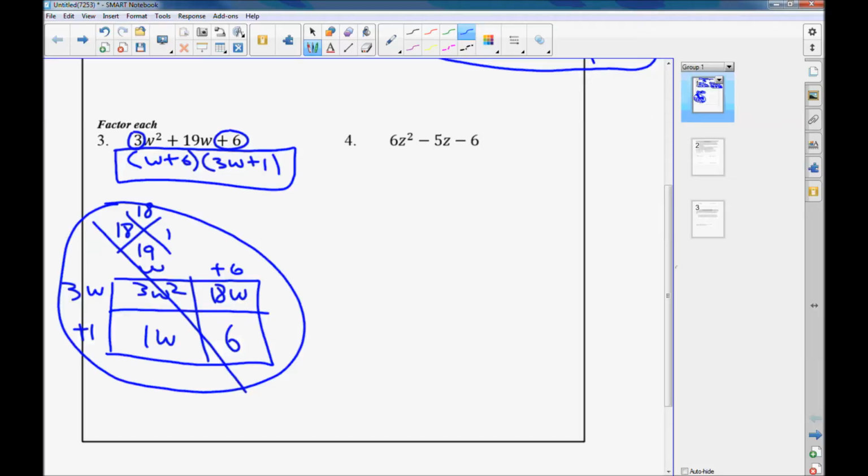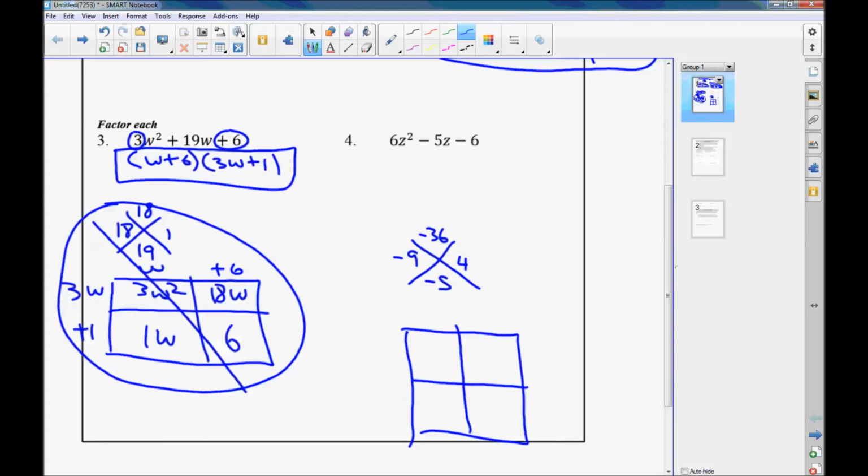All right. Second thing. So 6z squared - 5z - 6. We need two numbers, and these two numbers are -9 and +4. They multiply to -36 and add to -5. So we'll do a box. This will give me 6z squared here. That's the first term. -6 in the bottom corner. That's the second term. And then we split the -5z into two places, -9z and +4z.